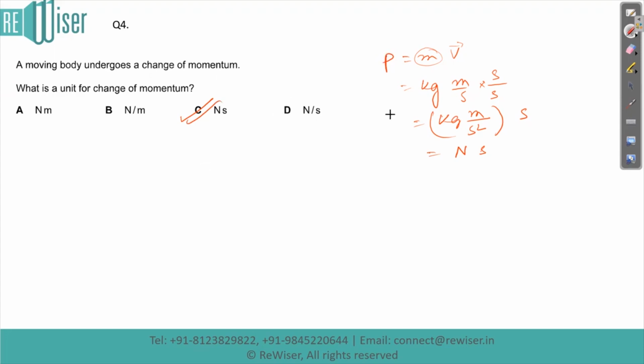Now, momentum's unit is Newton second. Change of momentum is nothing but P final minus P initial. Both of them will have the same unit. So eventually, change of momentum will have the same unit, Newton second.